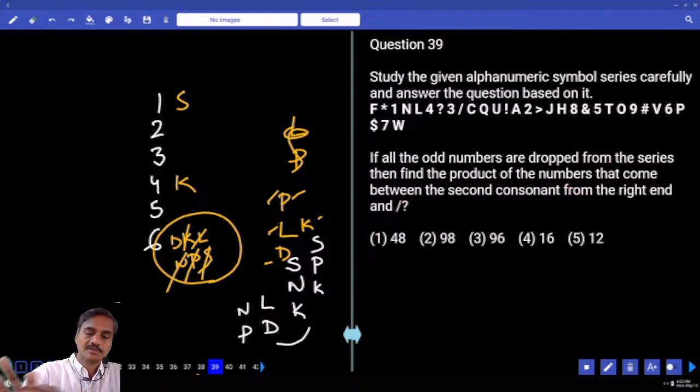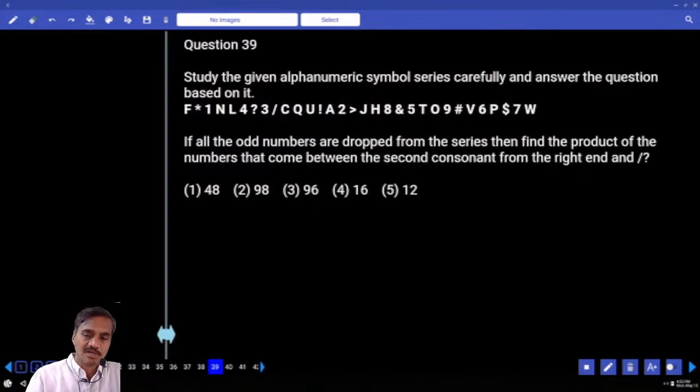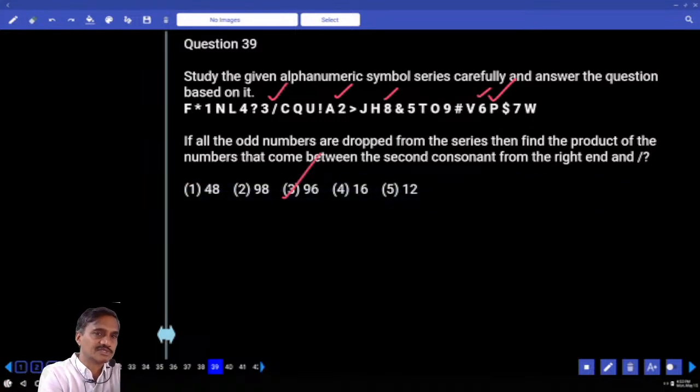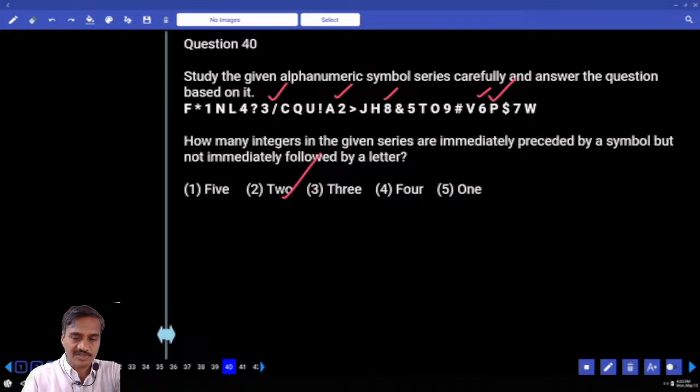Then 39, now if all the odd numbers are dropped from the series, then find the product of the numbers that come between the second constant from the right end and this symbol. Now between this symbol and the second constant from the right end, second constant is P. Now between these two, all the odd numbers are dropped, then the product of the remaining digits. And remaining digits, what are the digits? We have 2 into 8, 16, and 16 into 6, 96. Product of all even numbers.